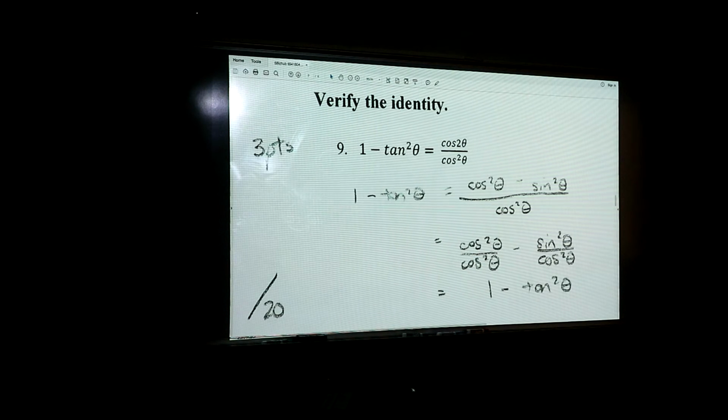What I did next is I divided both sides by cosine squared. I just separated. That's the law of division. The first one simplifies to be 1. The second one, if you take sine divided by cosine, that's tangent.